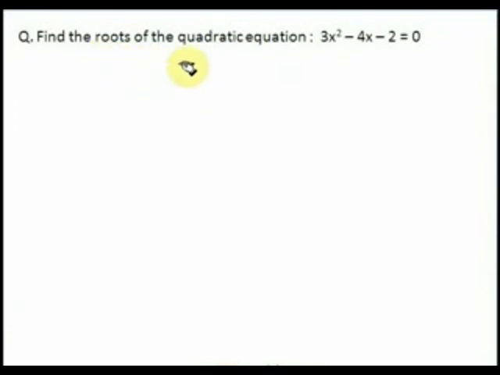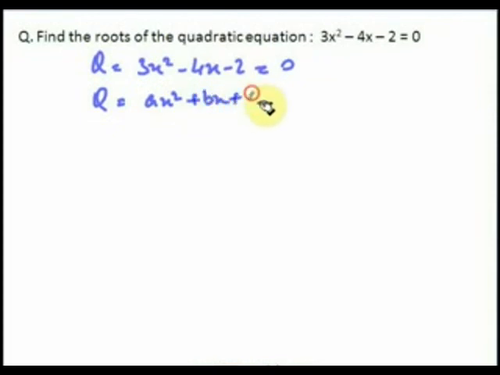Let's take an example. We have to find the roots of a quadratic equation 3x square minus 4x minus 2 is equal to 0. Given the quadratic equation is 3x square minus 4x minus 2 is equal to 0. Since it is a quadratic equation, we can compare with our original quadratic equation, that is ax square plus bx plus c is equal to 0. Both are similar, so by comparing we can get the value of a, b and c. a is equal to 3, b is equal to minus 4 and c is equal to minus 2.